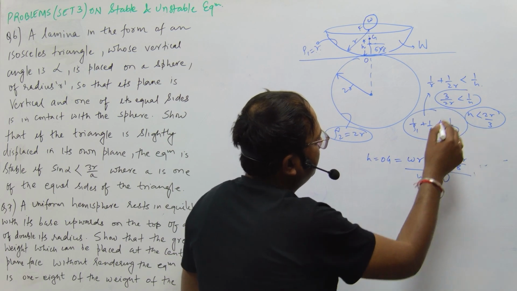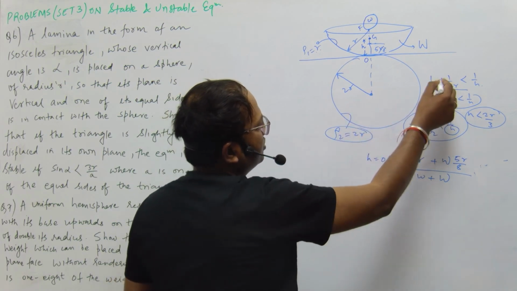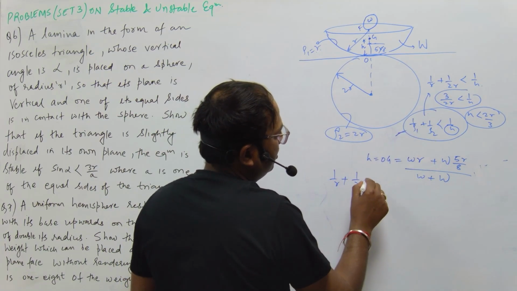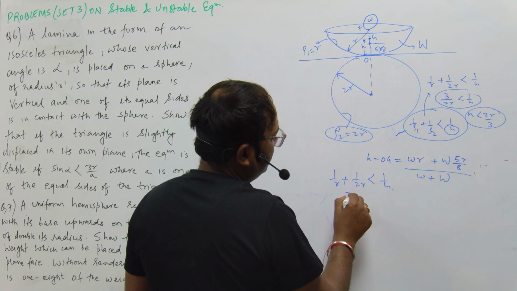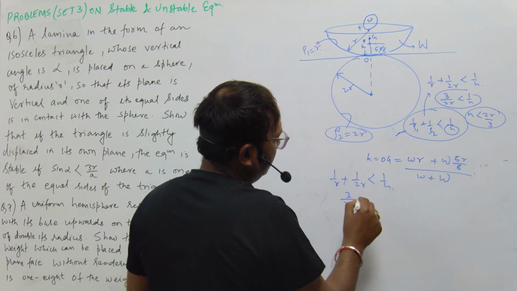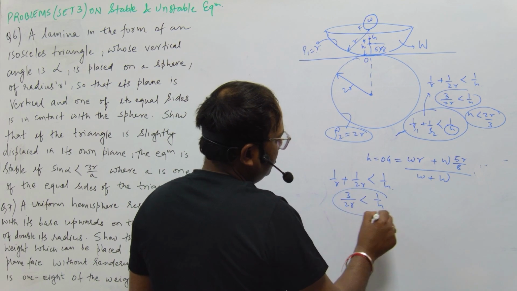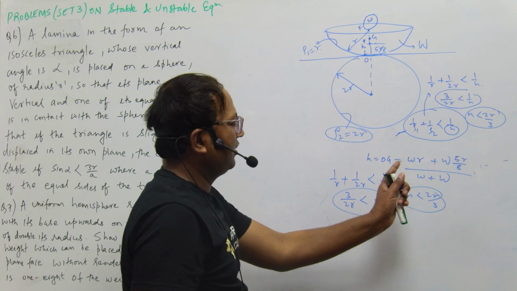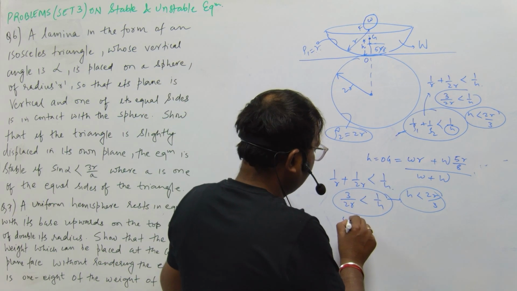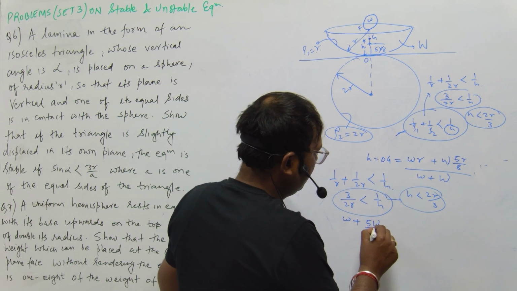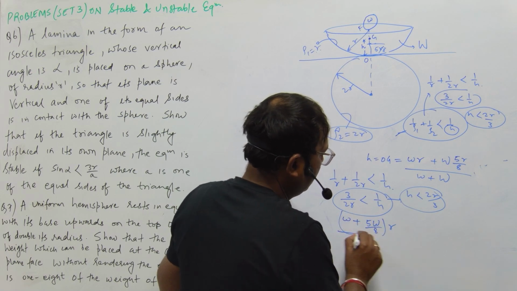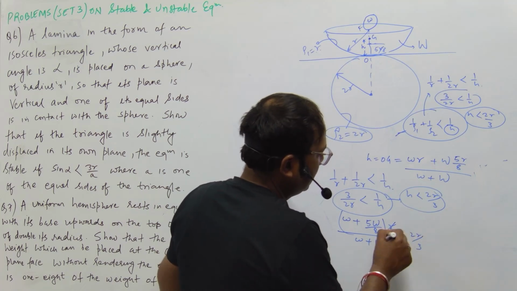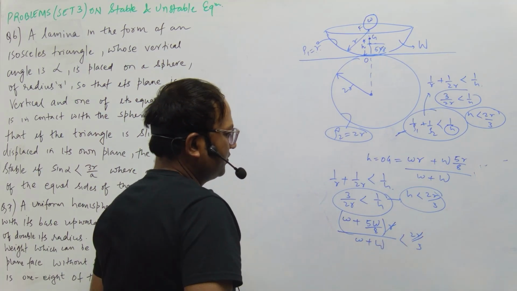Let us put this in the condition. We have 1 upon r plus 1 upon 2r is less than 1 upon h, so 3 upon 2r is less than 1 upon h. From here h is less than 2r upon 3. And the value of h is this one: small w plus 5 capital W upon 8, into r, upon small w plus capital W, is less than 2r upon 3. So r gets cancelled. Let us further simplify this.